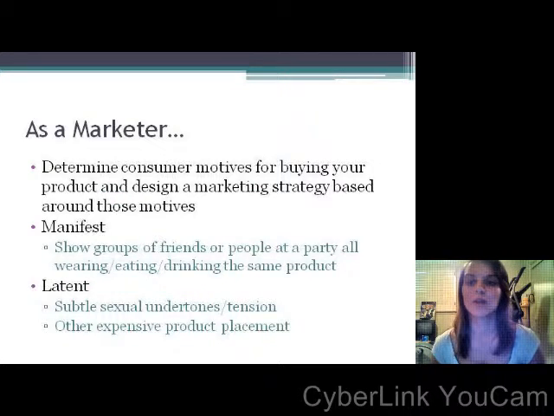So as a marketer, you need to determine consumer motives and therefore design a marketing strategy around those motives. If you're going for manifest, show group acceptance. If you're going for latent, maybe have subtle sexual undertones or have expensive product placement.